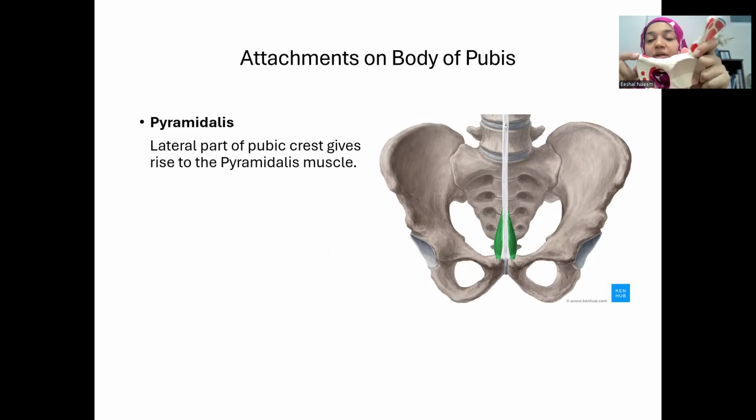We have a special muscle called the pyramidalis, at the lateral part of the pubic crest. So this was the pubic tubercle, right? And this was the pubic crest. So the lateral part of the pubic crest gives origin to the pyramidalis muscle. A very small muscle, not shown here, not drawn here, is the pyramidalis. And the lateral part of the pubic crest gives origin to this.